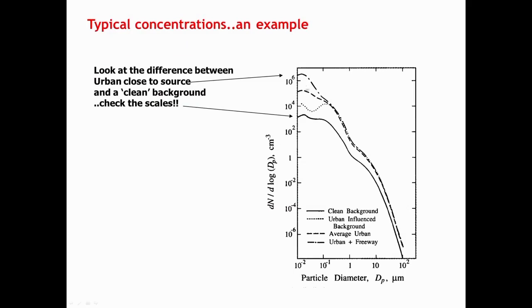The reason it's logarithmic in both axes is because we want to contrast the different concentrations in different regimes. If you look at a very near to road particle number distribution, so this is dN by d log Dp, you are hundreds of times or thousands of times higher in concentration of particles than you are in the urban or the rural clean background respectively.